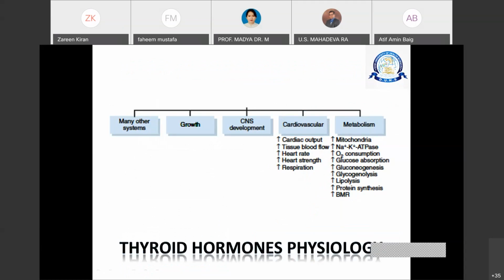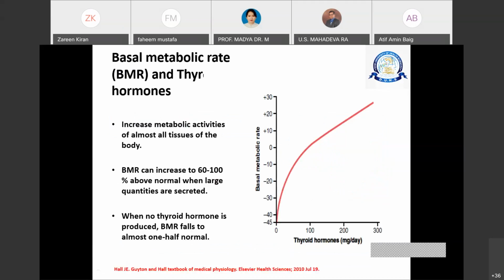Dr. Madhya has quite well explained the thyroid hormone physiology. This is just an overview of the main target metabolic areas where the thyroid really functions, especially the mitochondria, glucose transport, and the basal metabolic rate. So the thyroid hormone is actually acting on all nucleated cells of the body.